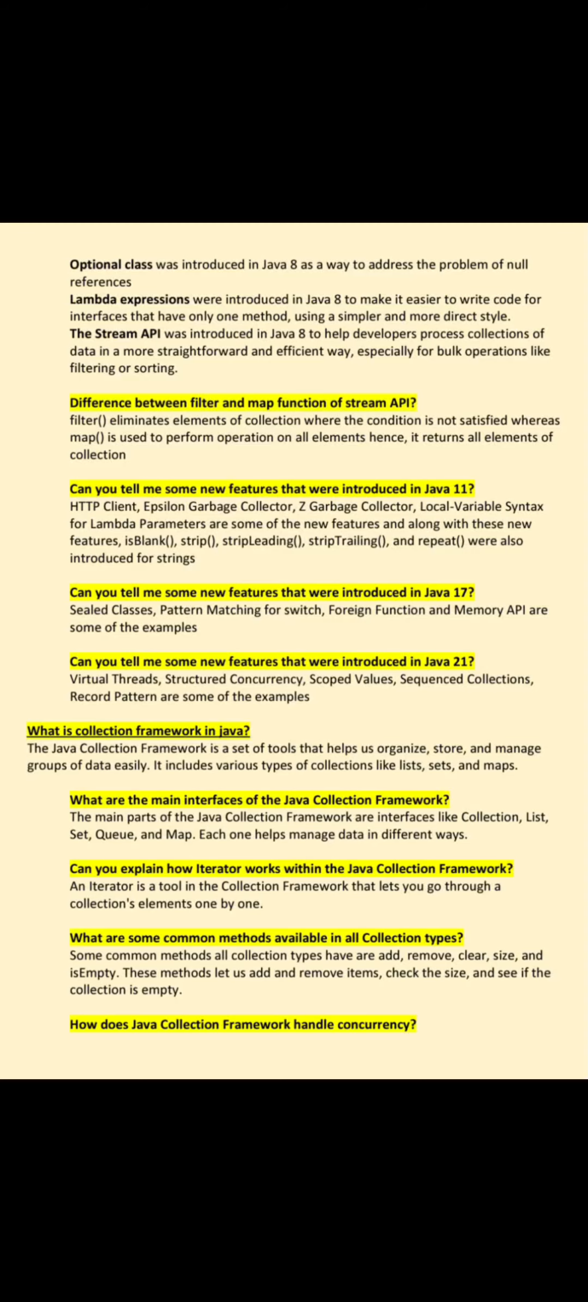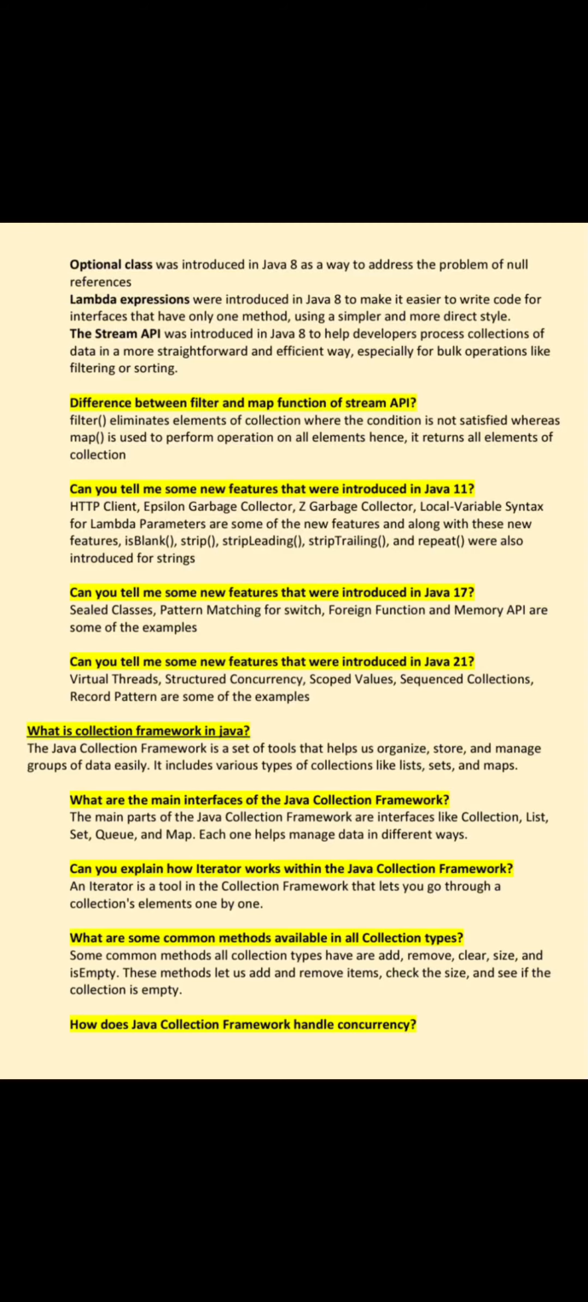The collection framework is a set of tools that help us organize, store and manage groups of data easily. It includes various types of collections like lists, sets and maps. What are the main interfaces of Java collection framework? The main parts of the Java collection framework are interfaces like collection, list, set, queue, and map. Each one helps manage data in different ways.